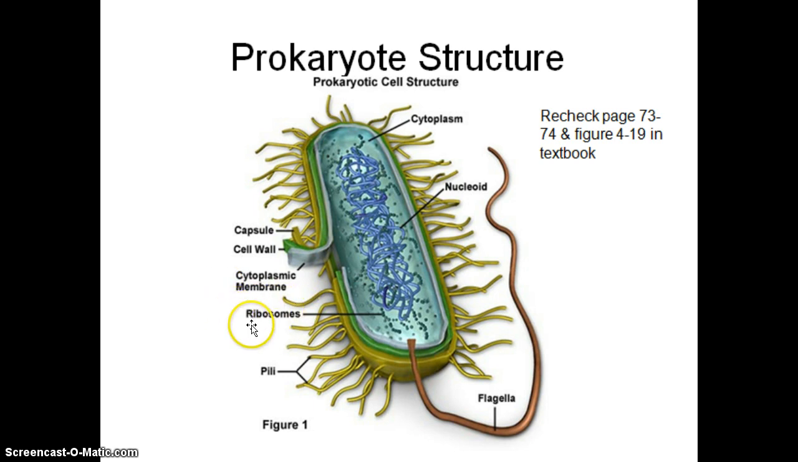The ribosomes, we know, are the site of protein synthesis, and the flagella is used for locomotion. But some of these other terms you might not be familiar with, and I would again go back to pages 73 and 74 and make sure you know the function of all of these items. So that's just a little refresher on the prokaryotic structure.